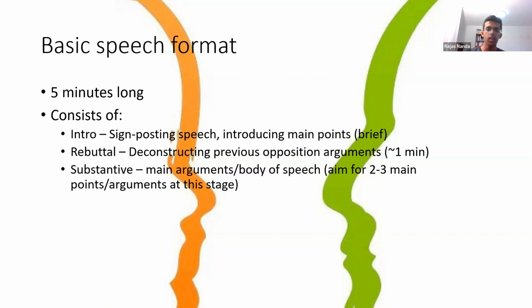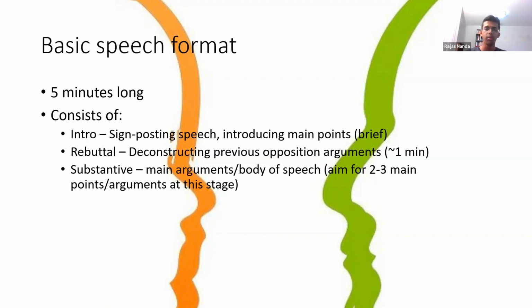And then finally, the third topic of your speech is going to be the substantive. What this means is the main arguments of your speech, the real chunky content, which really gets your point across as to why your side of the motion is right. I think this is what we mainly practiced yesterday. You might have done some rebuttal, but the main focus was on this argumentation.